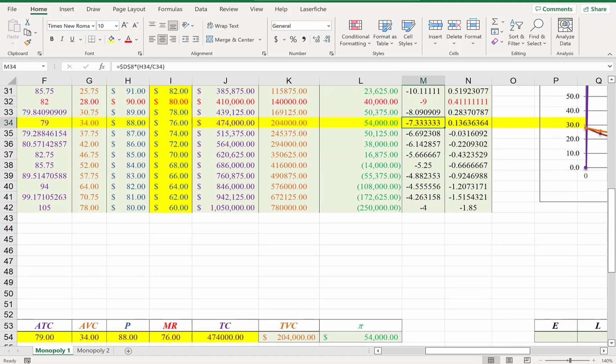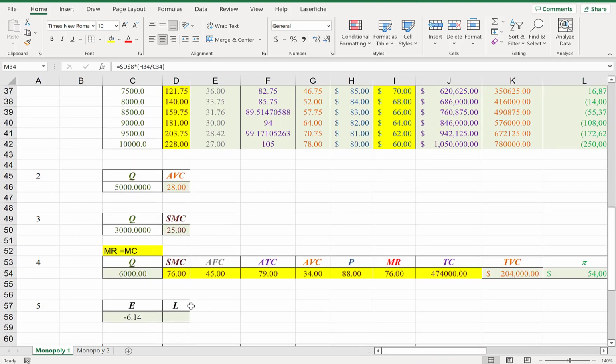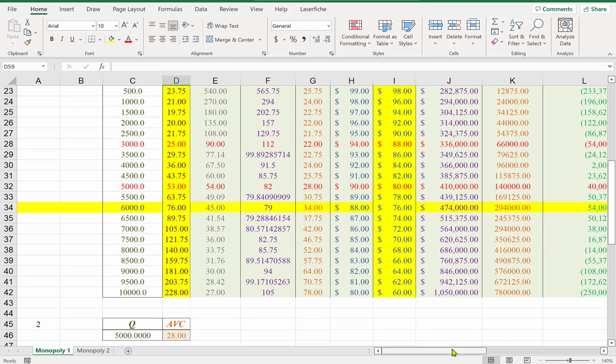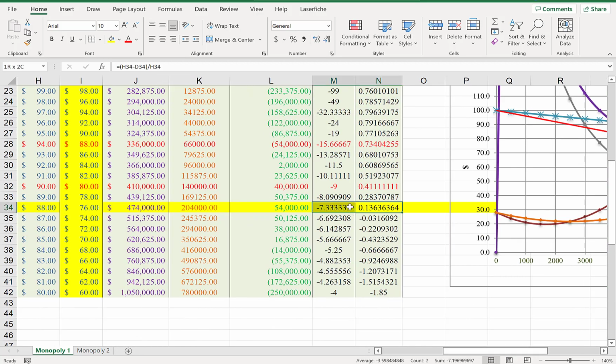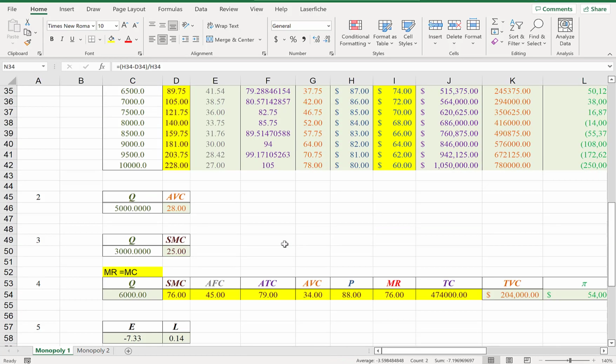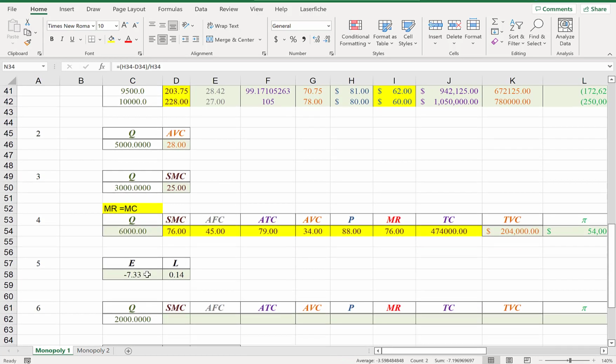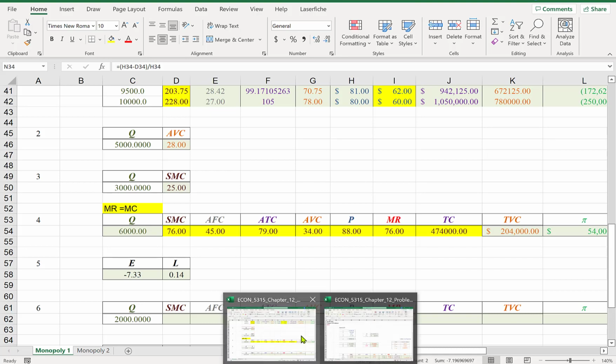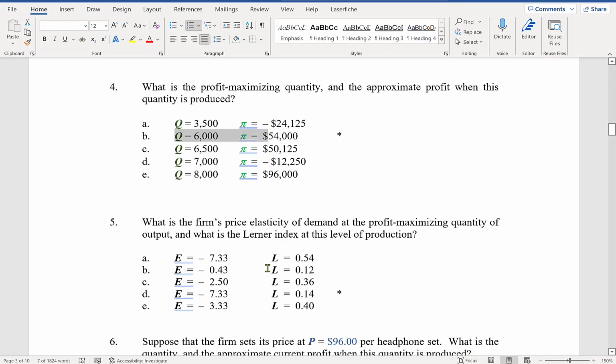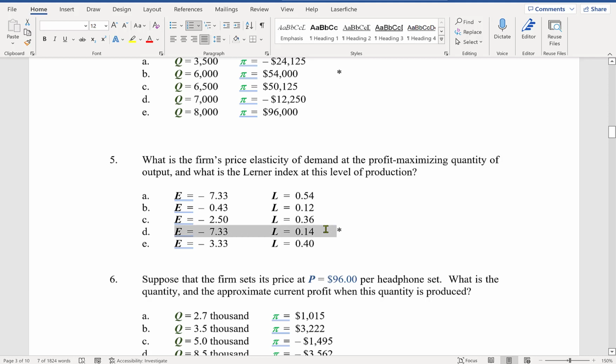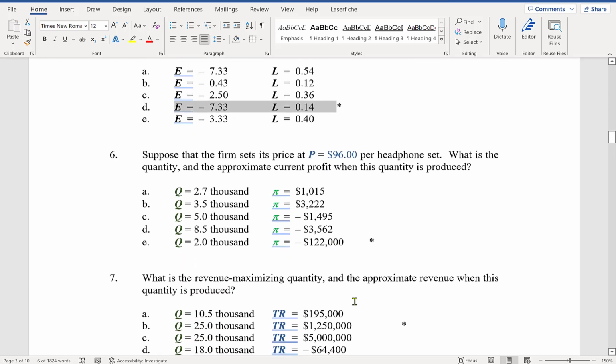It is M34. Okay, M34, and then next one is going to be N34. Okay, so that's the learner. I'm just basically copying and pasting. You can just look at the number here. Boom, it's here. Okay, so let's check those answers out. Negative 7.33, 0.14, and the correct answer is right here, negative 7.33, 0.14.